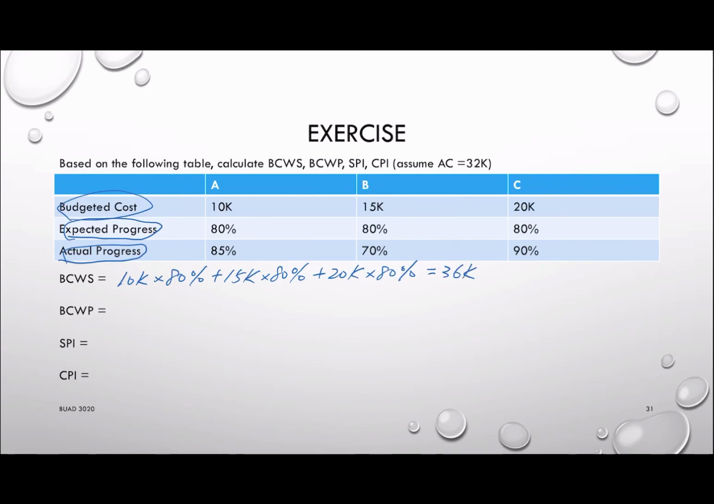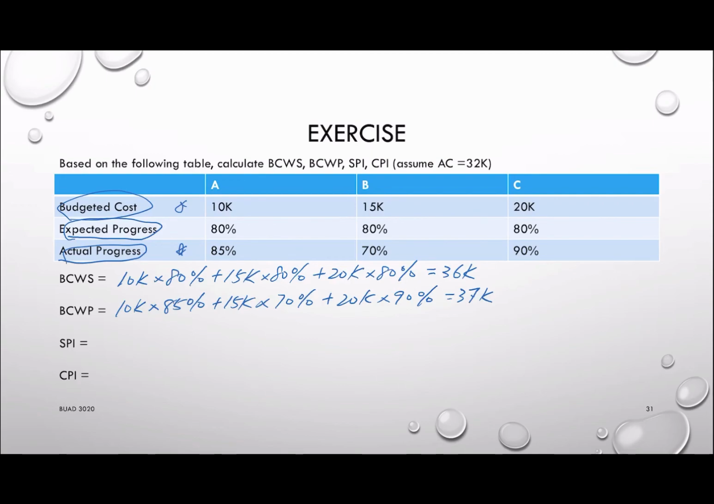Okay? Then we want to calculate BCWP, the budget cost of work performed. And that will be based on the actual progress and the budget cost. Okay? 10K multiplied by 85%. 15K multiplied by 70%. 20K by 90%. In this case, the answer will be 37K.